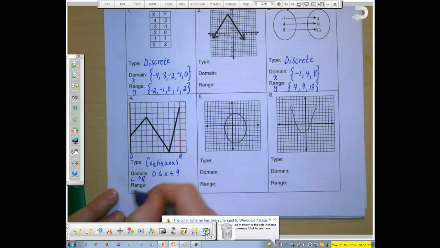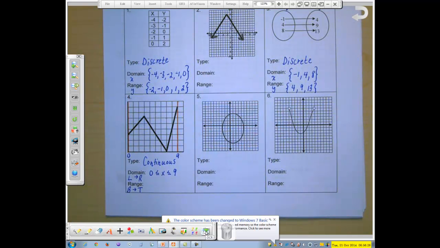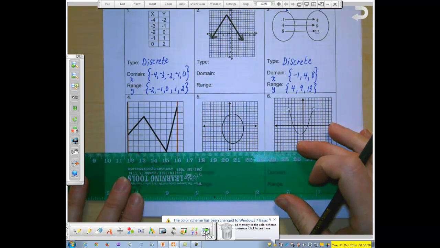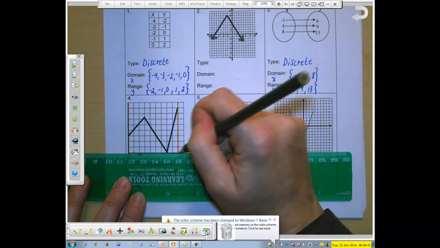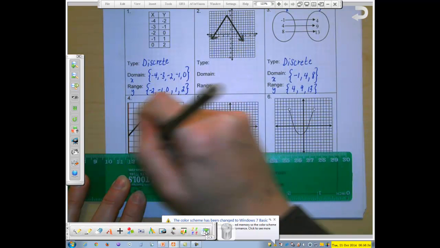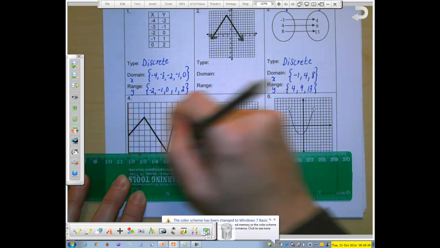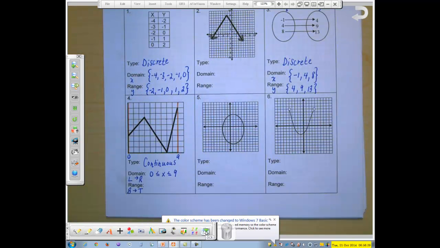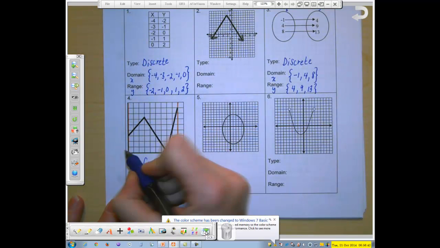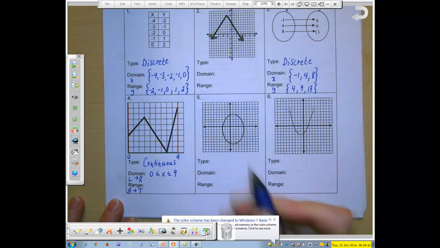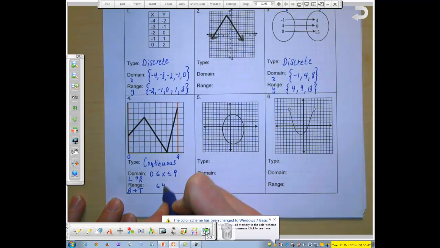Okay, range is from bottom to top of the graph. I'm going to use green for range. So we're going to start at the bottom of the graph, and we're going to draw a line over to the y-axis, because range is y values. We're going to see, where does that line touch the y-axis? It touches the y-axis at y equals 0. And again, we're going to use a compound inequality. So our bottom boundary is 0.